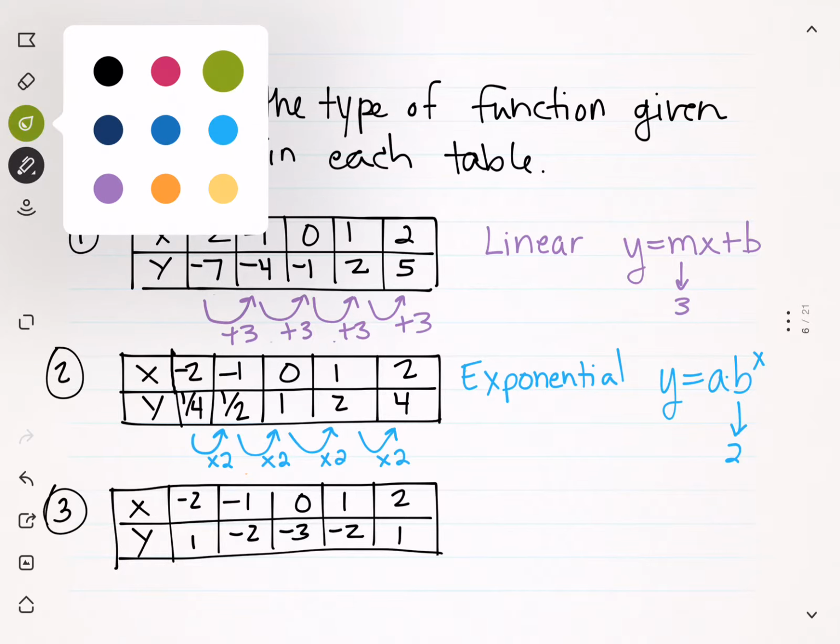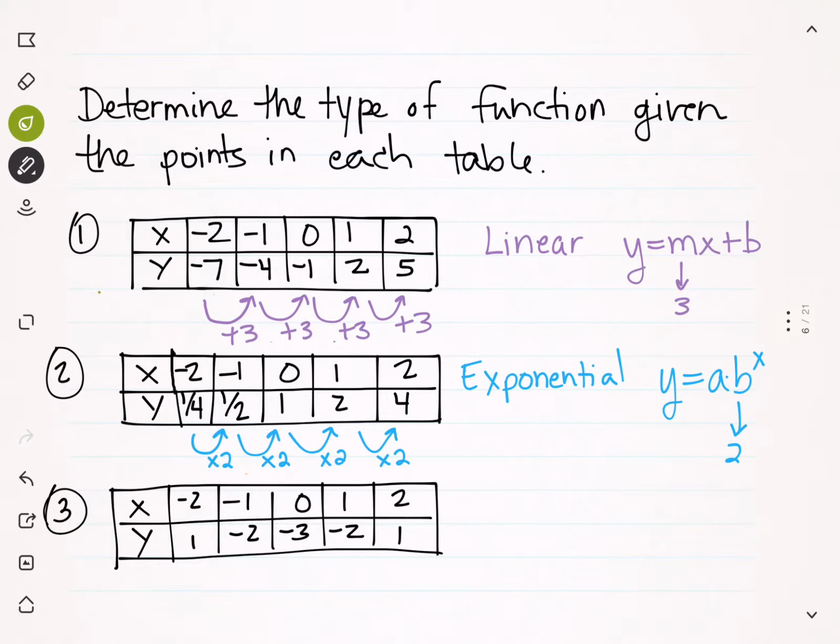Now number 3 is kind of interesting. We decrease from 1 to -2, and then we decrease from -2 to -3, but then we increase and increase. So instead, let's look at this kind of interesting pattern. The outside numbers are the same. And then these middle numbers, -2 and -2, those are the same. And then right here in the middle, we have -3. So you see that U shape in the pattern in the table. You see symmetry. So number 3 is going to be a quadratic function.